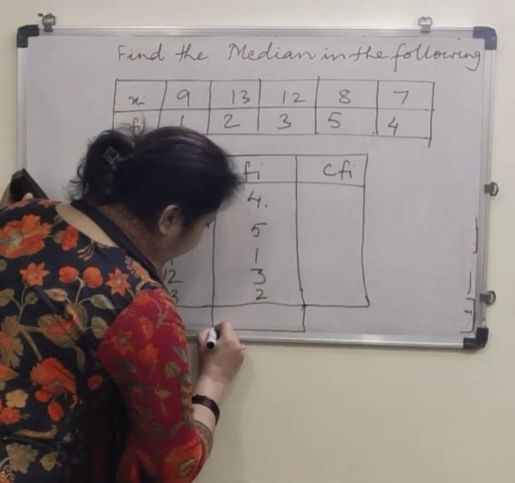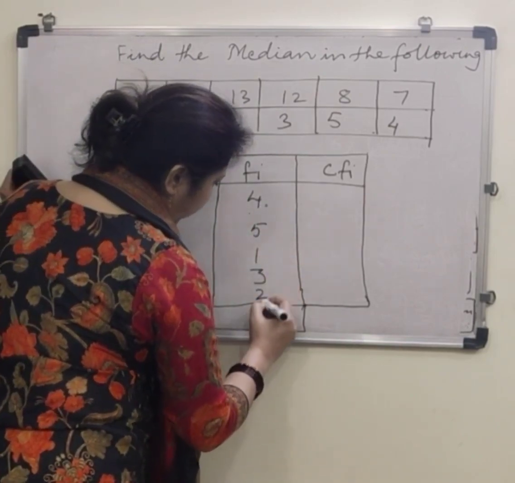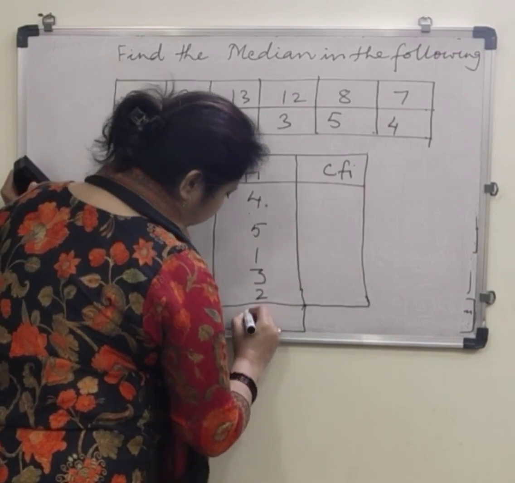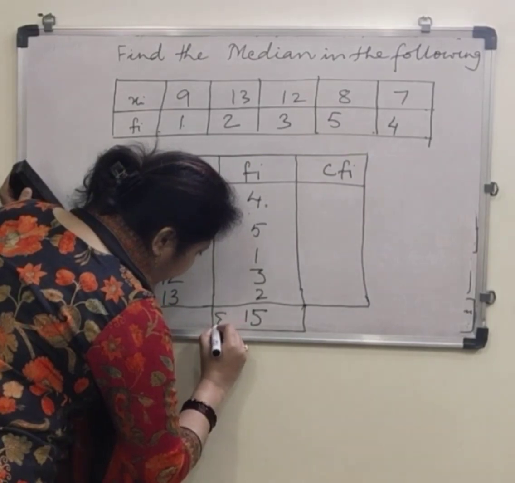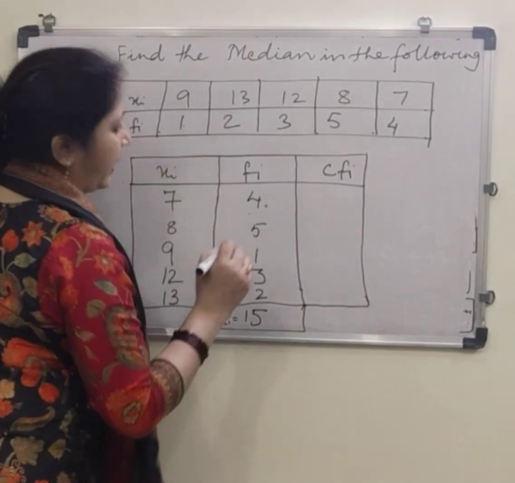Now we add all the frequencies: 4, 5, 1, 3, 2. So your sum of frequencies, sigma fi, that is n, is 15.